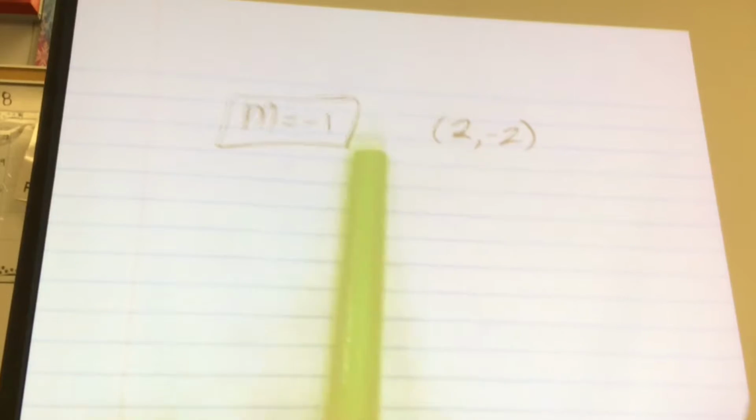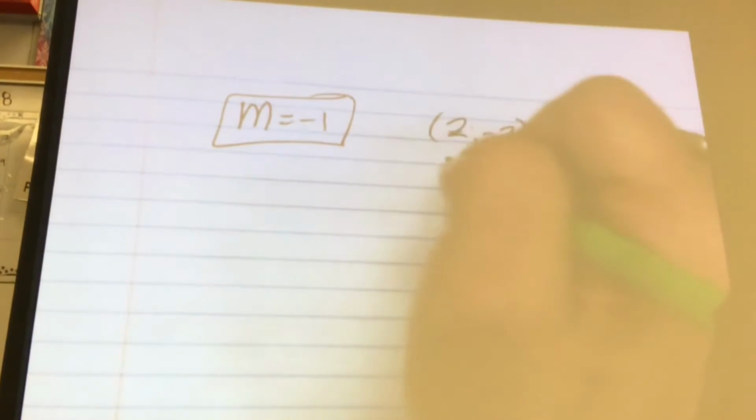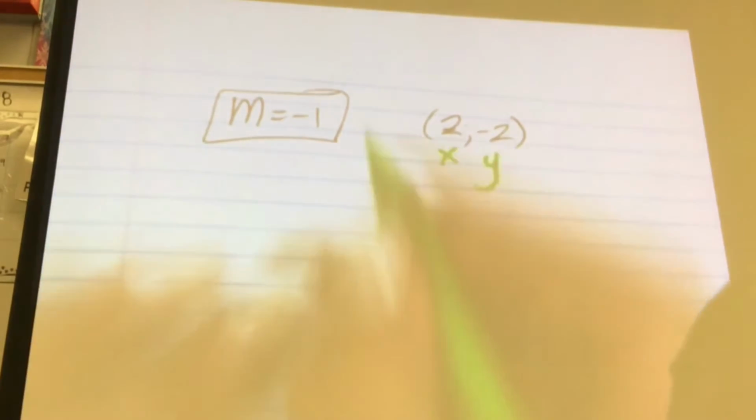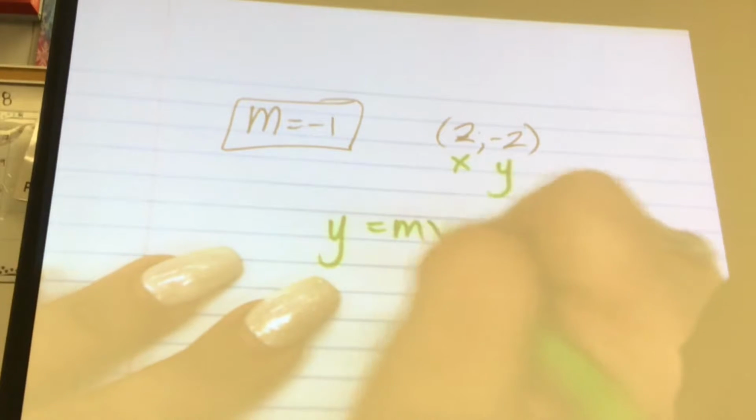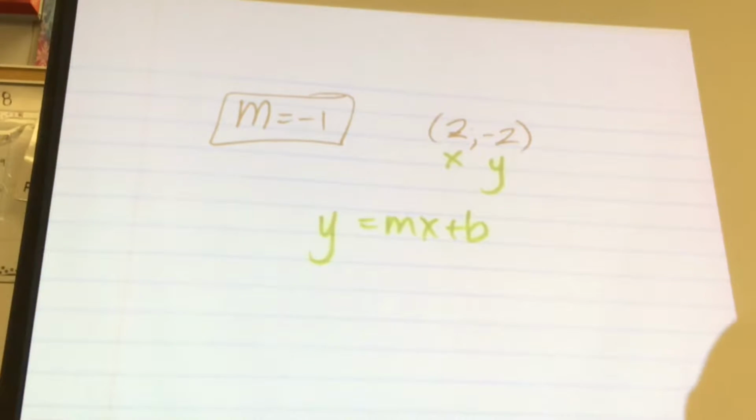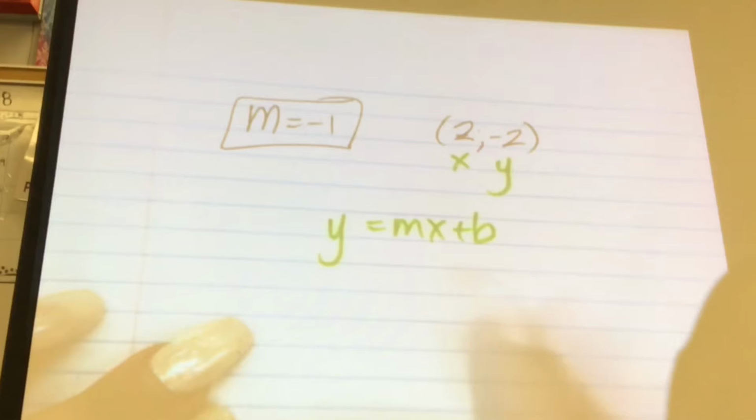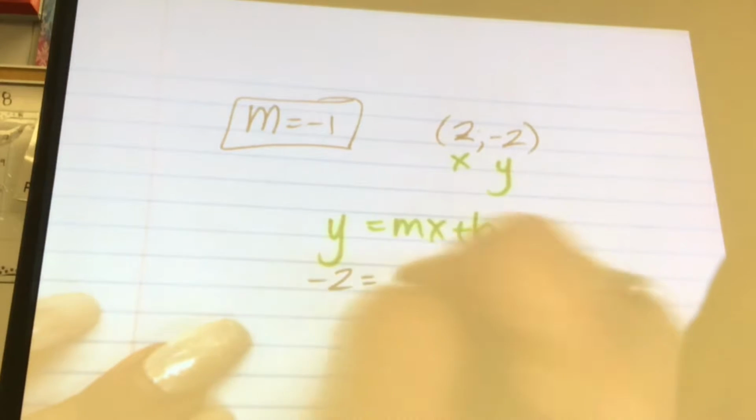Jeremiah, let's start plugging and chugging here. We have a slope of -1, so I should have put m equals -1, and it passes through (2, -2). Jeremiah, what letters are these? My x and my y. Isaiah, set me up. y equals mx plus b. What goes right here? -2. -2 equals?